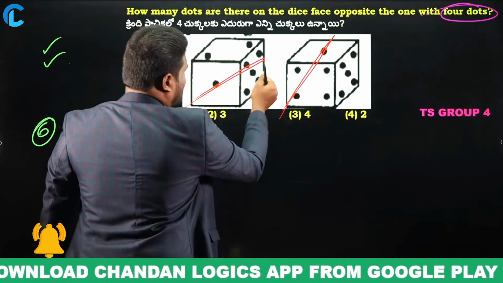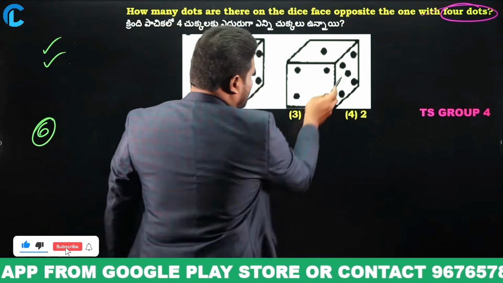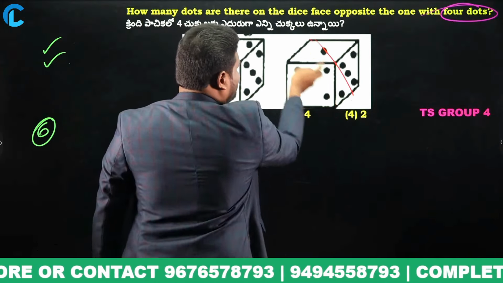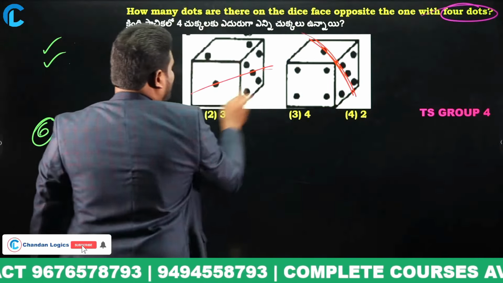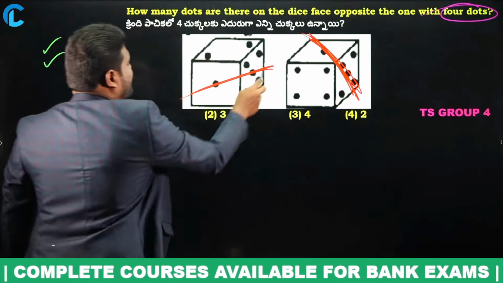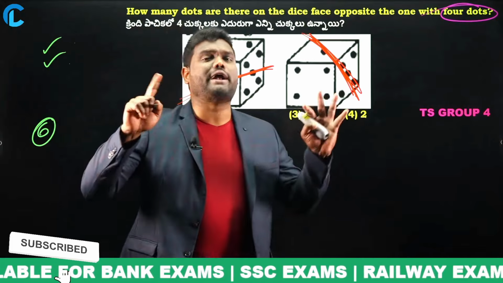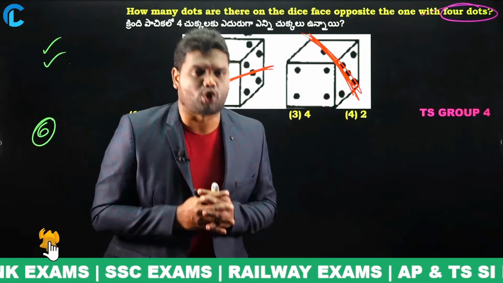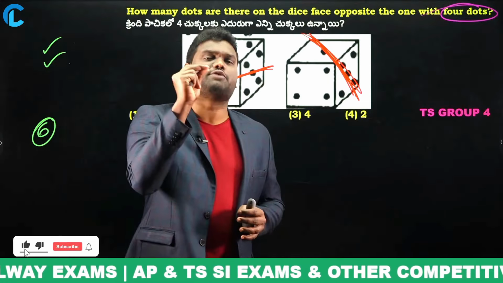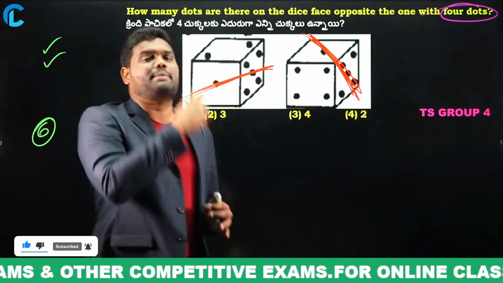Sorry, just a minute. So how many elements are common here? Here you have 5 dots, 1 dot, and here also 5 dots, 1 dot. So 5 dots and 1 dot are common. Whenever you have 2 elements common, remember this point, remaining elements are opposite. This is a straightforward point.